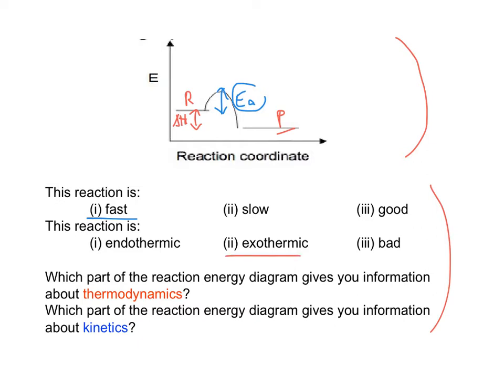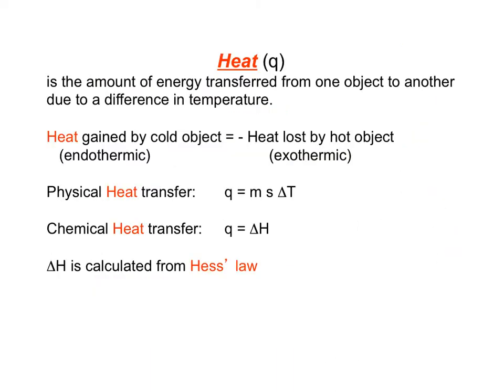So thermodynamics tells us about the initial state and final state, which are the reactants and products. Kinetics tells us about what happens in between. When a cold object comes in contact with a hot object, heat is transferred due to that difference in temperature. When a chemical reaction occurs, the amount of heat transferred is equal to the change in enthalpy for that reaction.